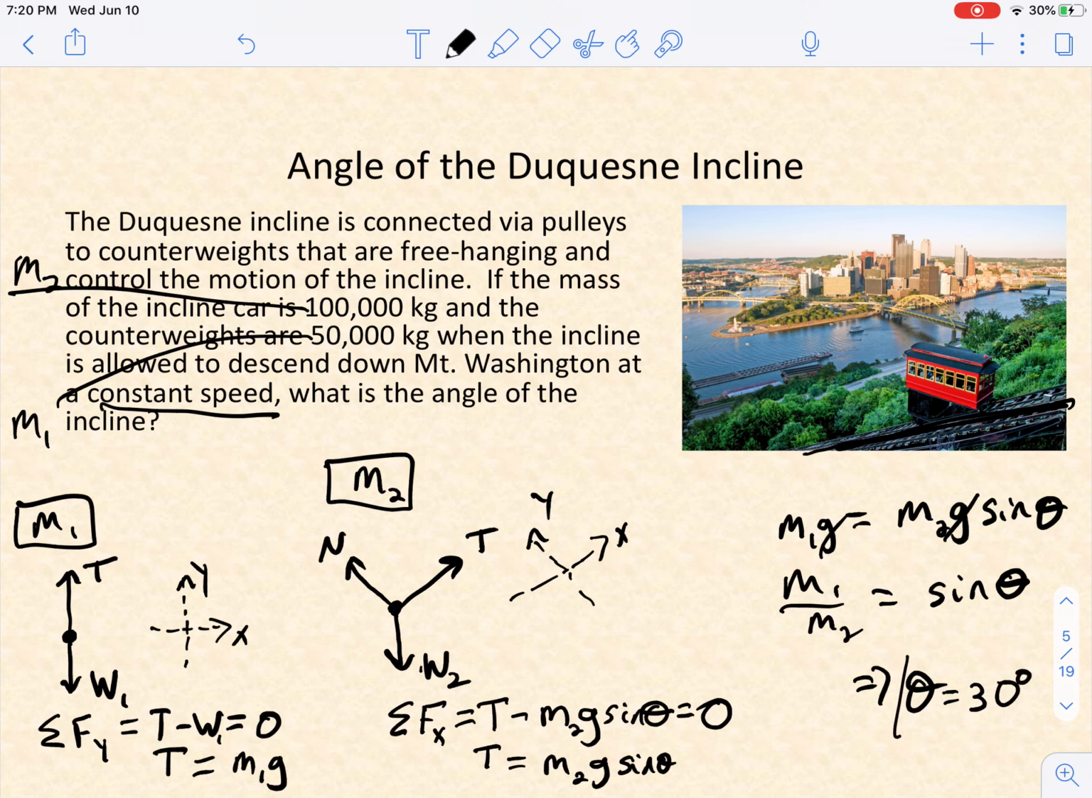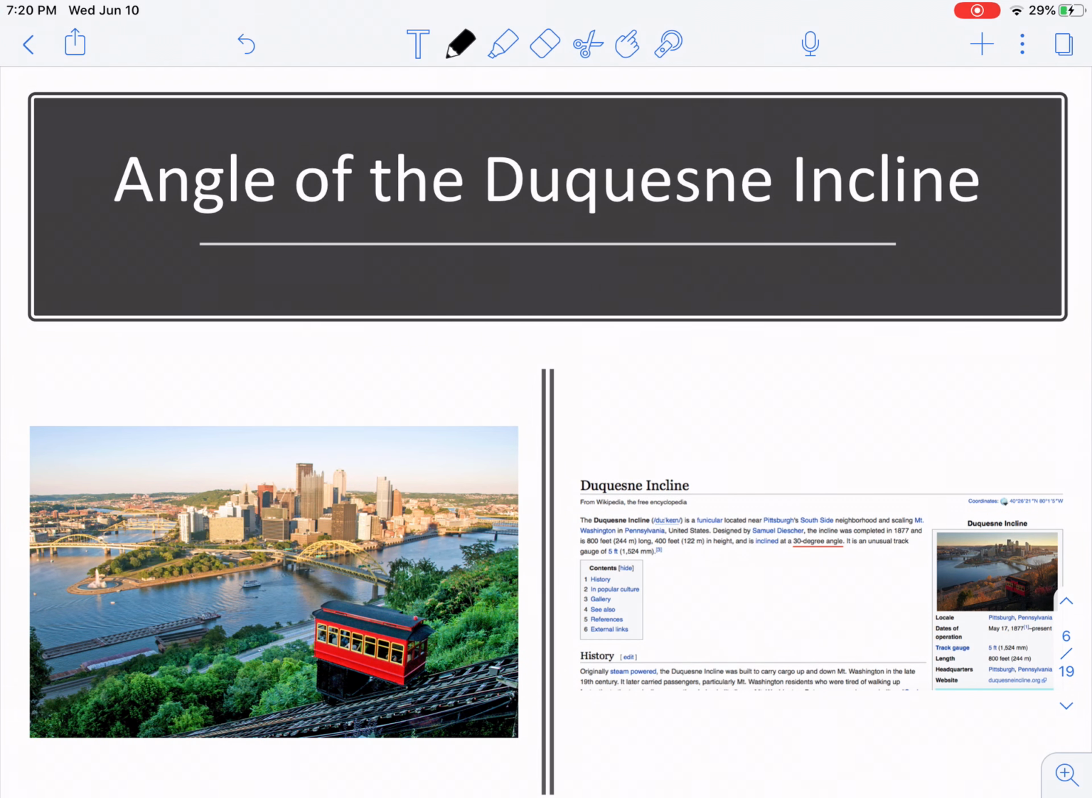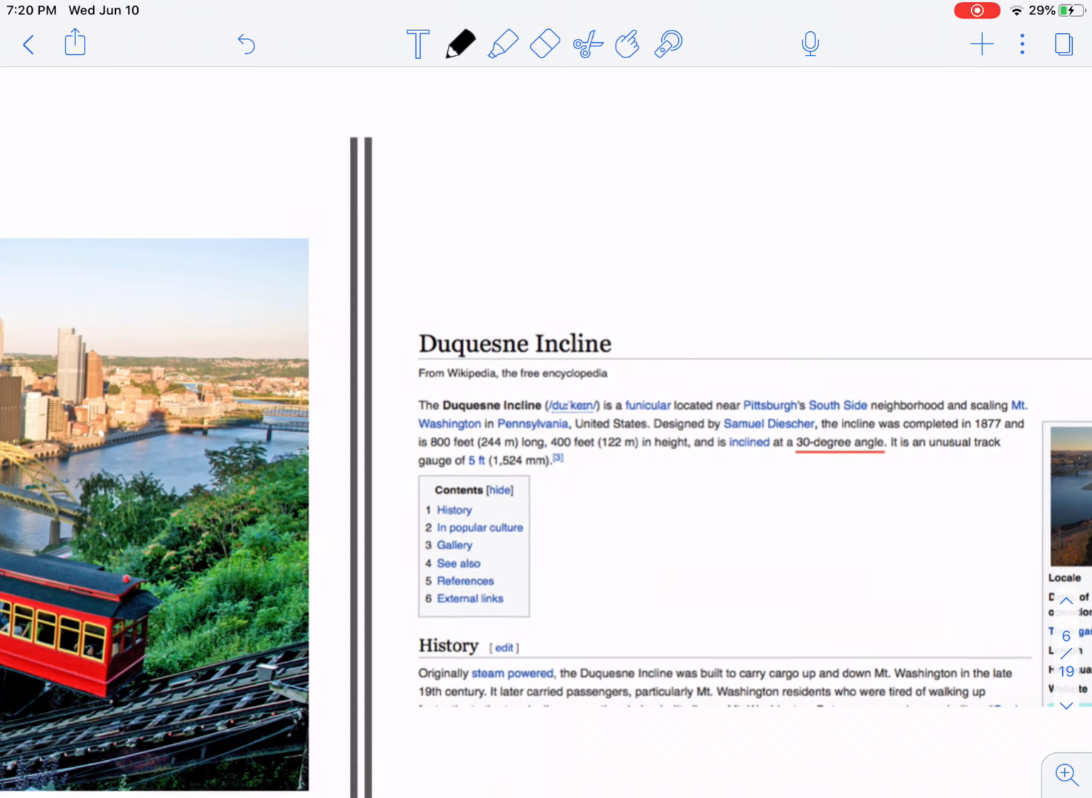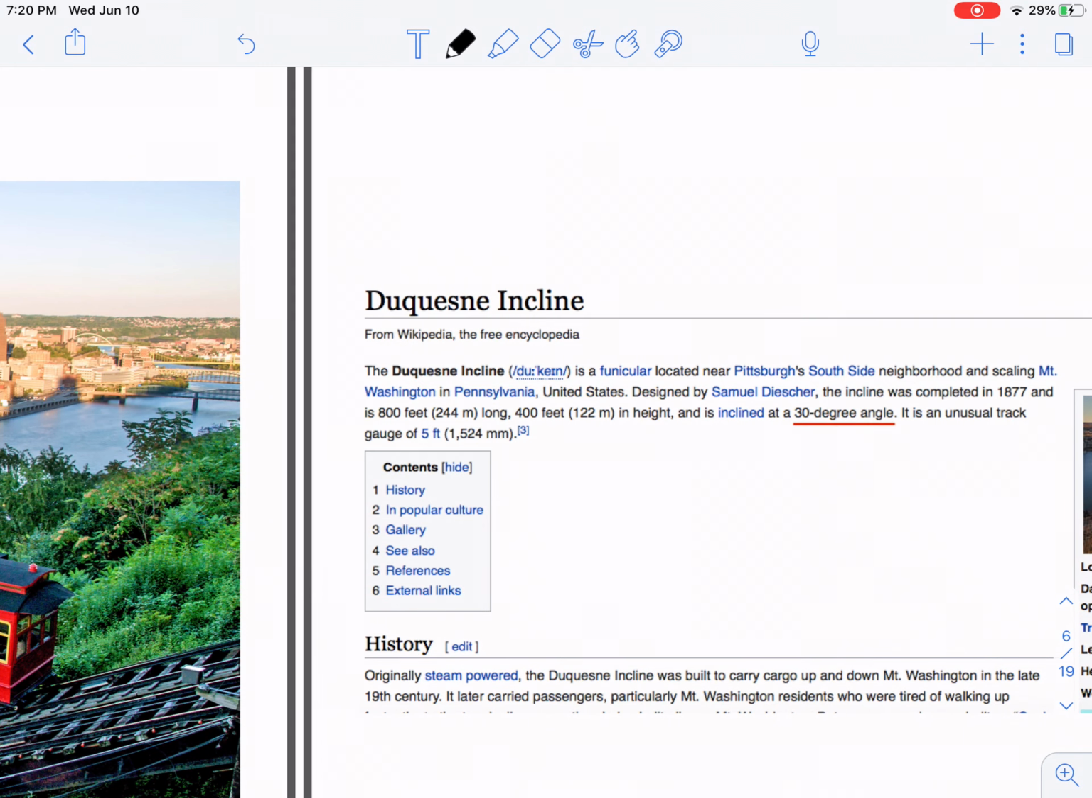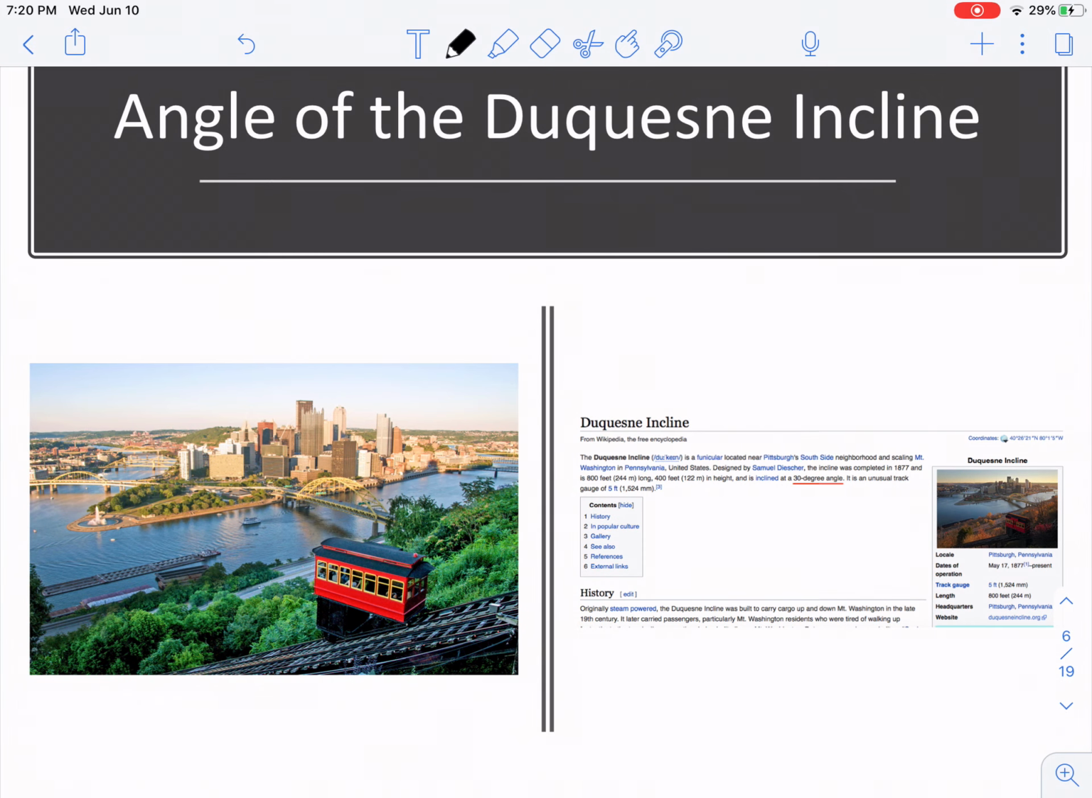Okay? So that's my claim that theta is equal to 30 degrees. That's the angle that the Duquesne incline heads up Mount Washington or down Mount Washington. And just to show you that this is accurate, here is a Wikipedia article in which you can see that the angle of the incline is known to be 30 degrees.